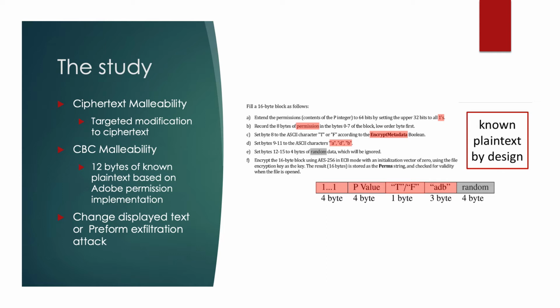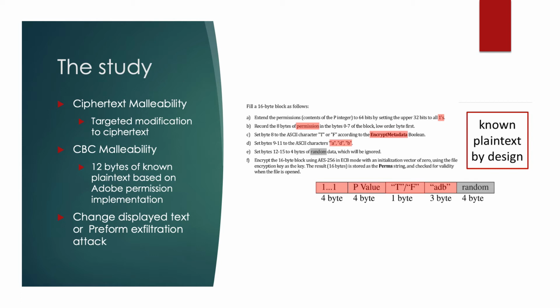The second vulnerability is the CBC malleability, and the requirement for this is a known plaintext. By design, Adobe actually provides that: there's a permission field of 16 bytes. This is where, for example, whether you can print a PDF is recorded, and it's encrypted using the same key. The first 4 bytes are the permission value, the next 4 bytes are the p-value, the next one is either T or F, the next 3 are A, D, B, and the last 4 bytes are random.